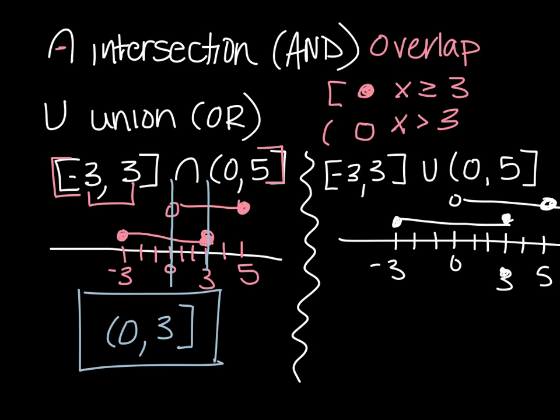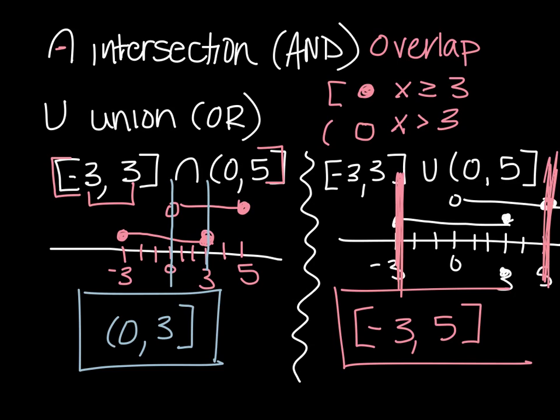So union, or, means it can be in one set or the other. So I go furthest to the left, furthest to the right, and that's my interval. I go from -3, and -3 was closed, to 5, and 5 was also closed. So this is my interval of all the numbers that could possibly be in one set or the other.